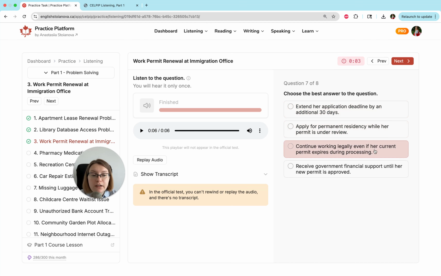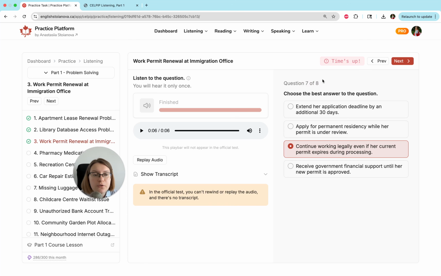Continue working legally, even if her current permit expires. Or receive financial support from the government. This one, no. This one, no. So we only hear this one and this one. What did you hear? Did you write anything for this question? Can she extend the deadline? No, not really, yeah? But she can continue working legally. This one is pretty straightforward, and they actually said it the way it is, right? As long as she applied before her permit expired, she can continue working. So that's the thing about it.